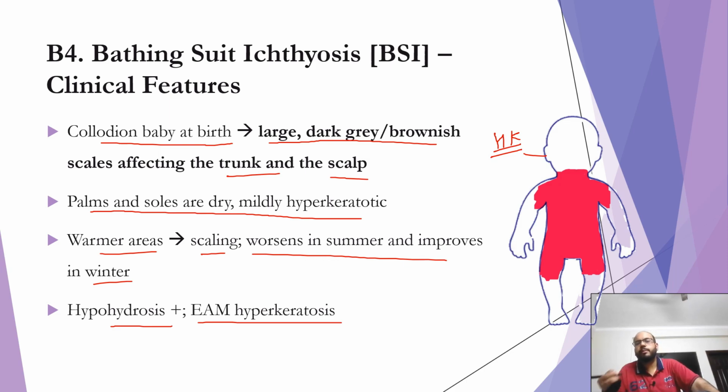In fact, so much hyperkeratosis can happen that it might require removal of those hyperkeratotic scales. Otherwise, the child has hearing difficulties. Those scales also interfere with sweat production, and that leads to hypohidrosis. So remember, in bathing suit ichthyosis, you have hyperkeratosis leading to decreased sweat, and it can even block the external auditory meatus. Okay, let's move forward.